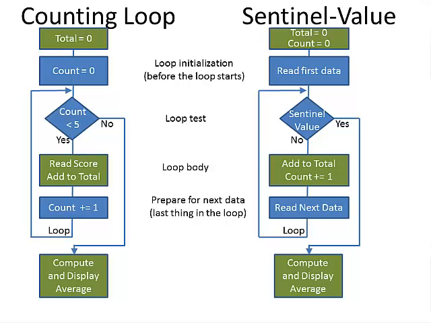In the sentinel value controlled loop, reading the first piece of data, it's the data that's controlling the loop, not the count. So I read the first piece of data, and I ask, did I reach the sentinel value? If not, then I add it to the total, and then increment the count, and then read the next piece of data. So it's the reading of the next piece of data that goes at the bottom of the loop. And that's where I'm preparing to see if I need to loop again.